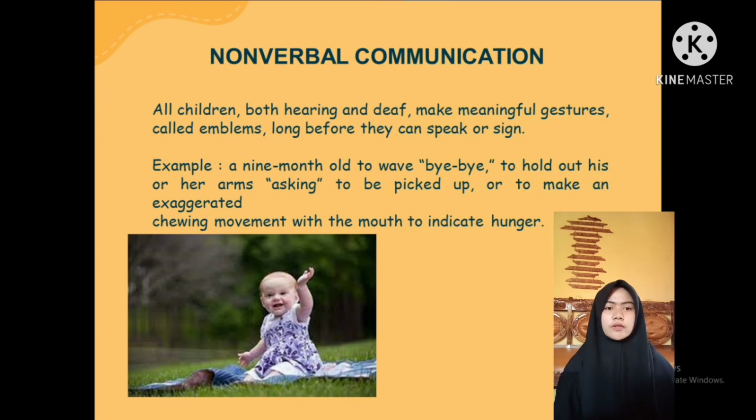Deaf children and hearing children in deaf families acquire sign language in a way that is similar to the acquisition of spoken language. All children, both hearing and deaf, make meaningful gestures called emblems long before they can speak or sign. Parents have long known that babies are capable of communicating with gestures many months before they can say the first word. It is not uncommon for a 9-month-old to wave bye-bye, to hold out his or her arms asking to be picked up, or to make an exaggerated chewing movement with the mouth to indicate hunger.